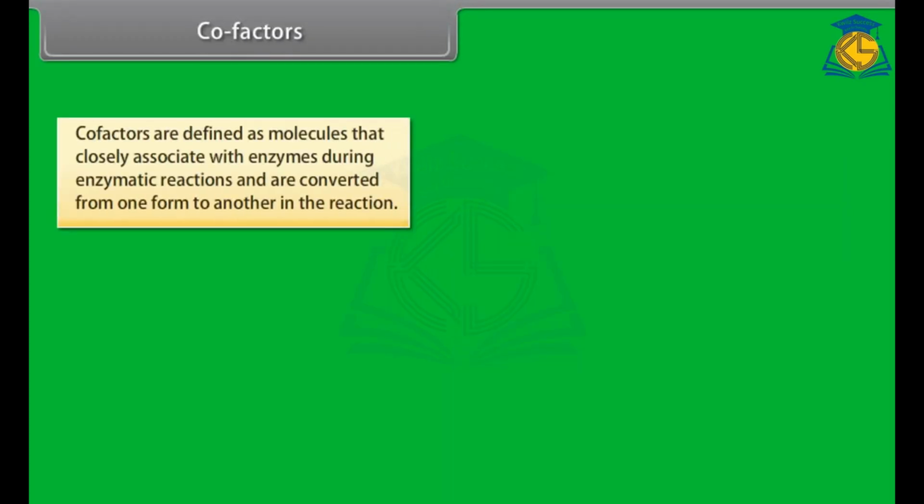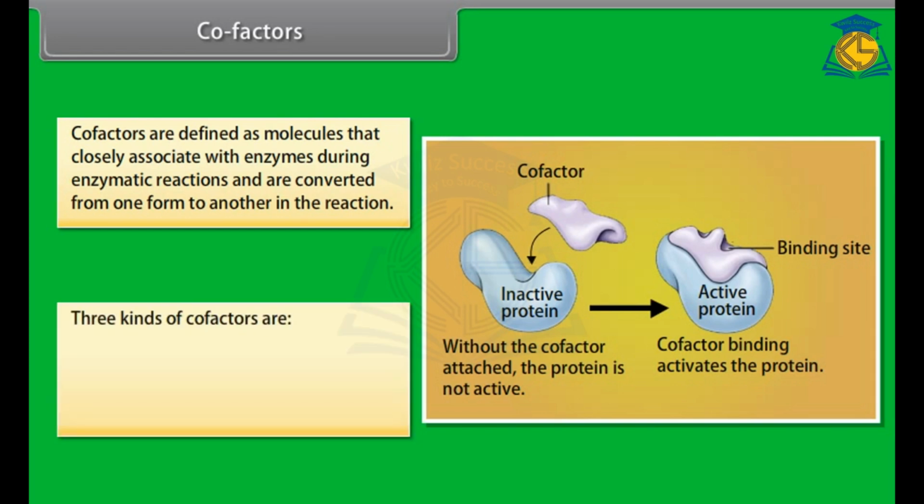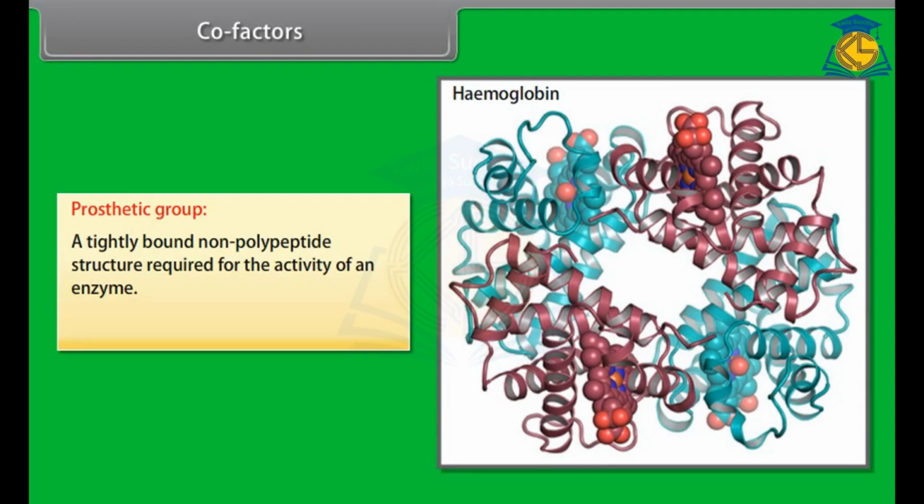Cofactors. Cofactors are defined as molecules that closely associate with enzymes during enzymatic reactions and are converted from one form to another in the reaction. Three kinds of cofactors are prosthetic groups, coenzymes, and metal ions. Prosthetic group. A tightly bound non-polypeptide structure required for the activity of an enzyme. For example, the heme of hemoglobin.